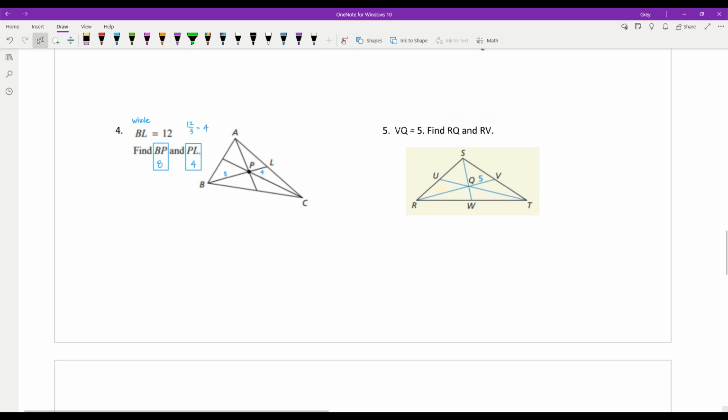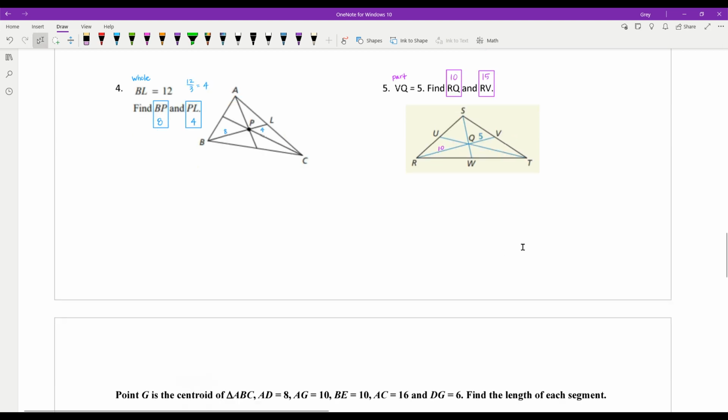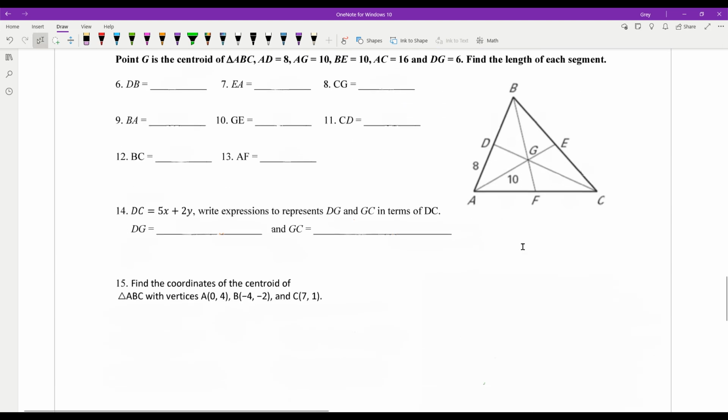All right. Number 5, I have VQ equals 5. That is a part of my median. And if that's the small part, the long part is RQ, and that's going to be twice, so it's 10. So RQ is 10, and RV is the whole thing. I got to add them together. That's going to be 15. All right. You turn to the next page.